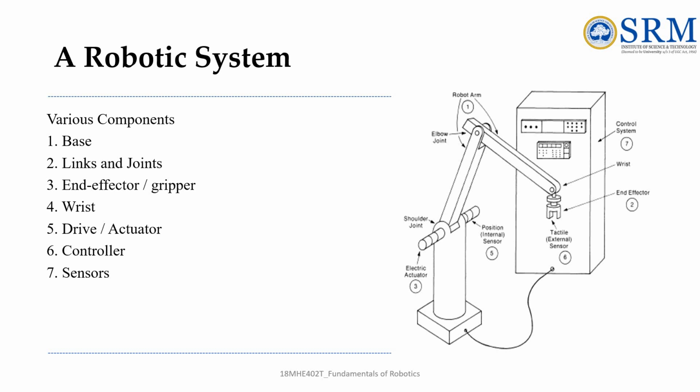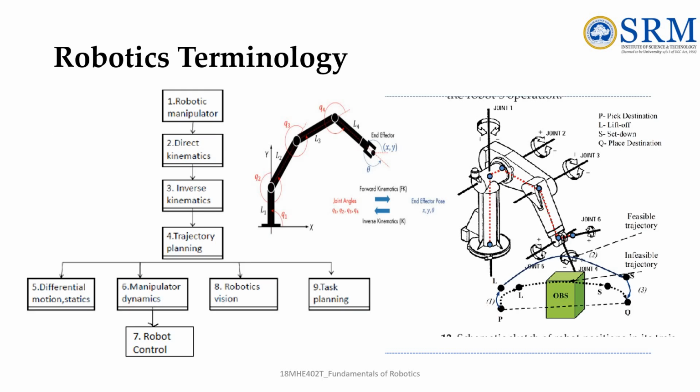The controller is the brain of the robot, managing its movements, processing sensor data, and executing tasks based on the programming or commands. And next, sensors. These are used to gather data about the robot's surroundings. We know that. This information helps the robot make decisions and adapt to its environment. So these are the components of a robotic system. And next, we have various robotics terminology. First, robotic manipulator. It is the arm-like part of the robot responsible for moving, positioning, and manipulating objects or tools. Like, the entire robot is the manipulator.